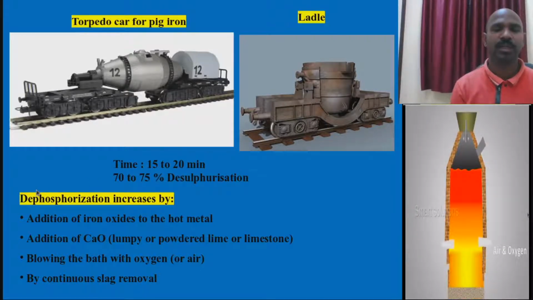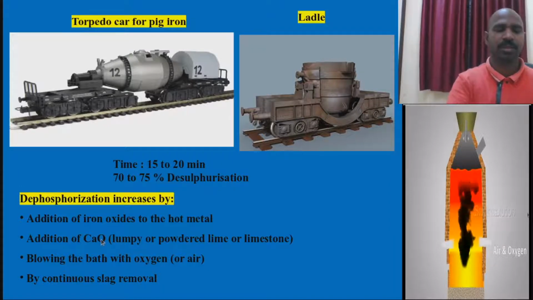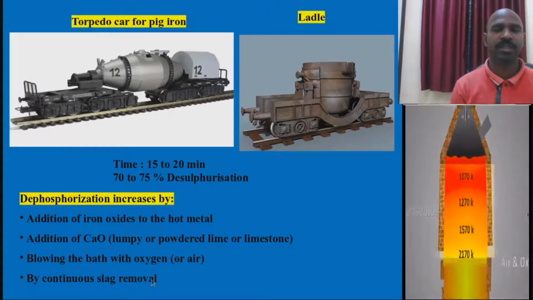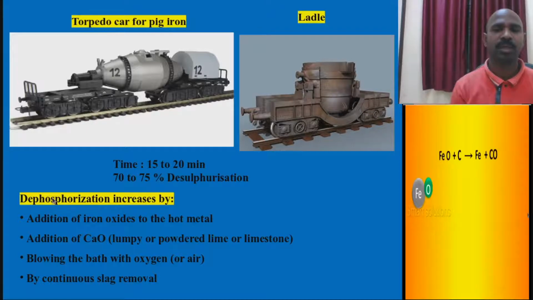There is another possibility to reduce phosphorus further. Add iron oxides to the liquid iron and add CaO, which is a flux, or blow air from the bottom or top, or use pure oxygen, and continuous removal of the slag helps to increase dephosphorization, that is, of the phosphorus content in the liquid pig iron itself.